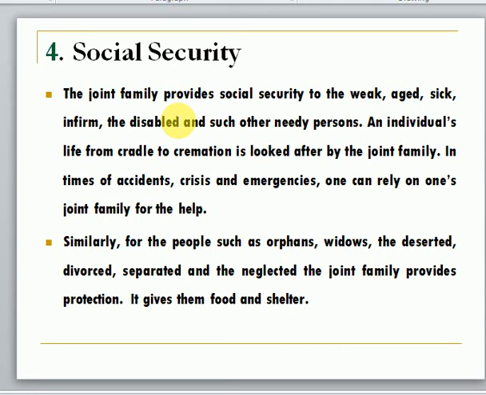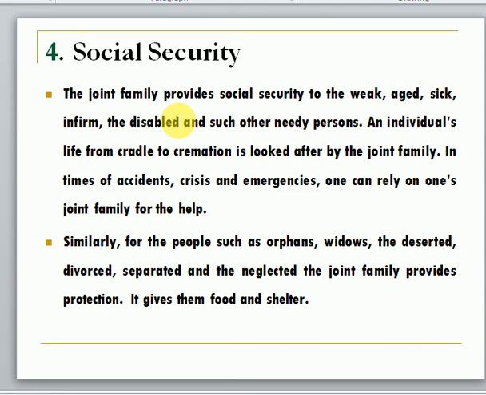Other family members are there just to consider their problems. An individual's life from cradle to cremation is looked after by the joint family. In times of accident, crisis, and emergency, one can rely on one's joint family for help. If anyone is facing an accidental or emergency crisis in a country or society, that person can get help from the joint family system because he is secured there. There is no problem, no tension for him.